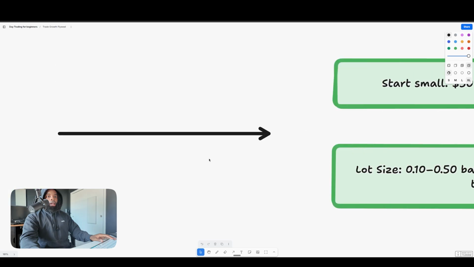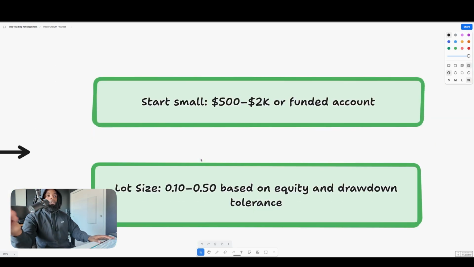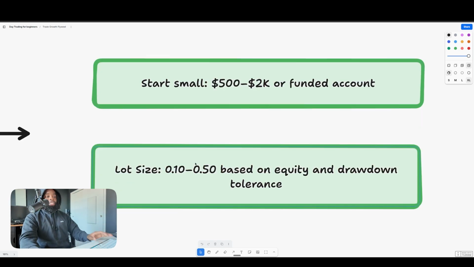And that's key. Now, let's say that you start small, right? You start with a $500 account or $2K account, or even a funded account. You want to keep your lot sizes anywhere from 10 to 50 based on the equity and the drawdown tolerance. And what I mean by this is, if you're trading a prop firm, you have to go way lower than what you're doing with a small account. If you're trading a small account, you can go 50 if you're trading something like US 30, which is what we're talking about here, mainly US 30 and oil. I would say go with 0.50, 0.50, 0.50.